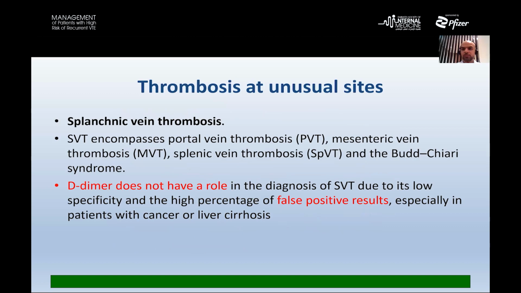Thrombosis at unusual sites, such as splenic vein thrombosis: the D-dimer has no value. That's an important thing. If you're looking for portal vein, mesenteric vein, splenic vein, or Budd-Chiari, false positive results are many because those are patients who have other conditions. And for the negative, again, they say it has some value, but no one has properly studied it.